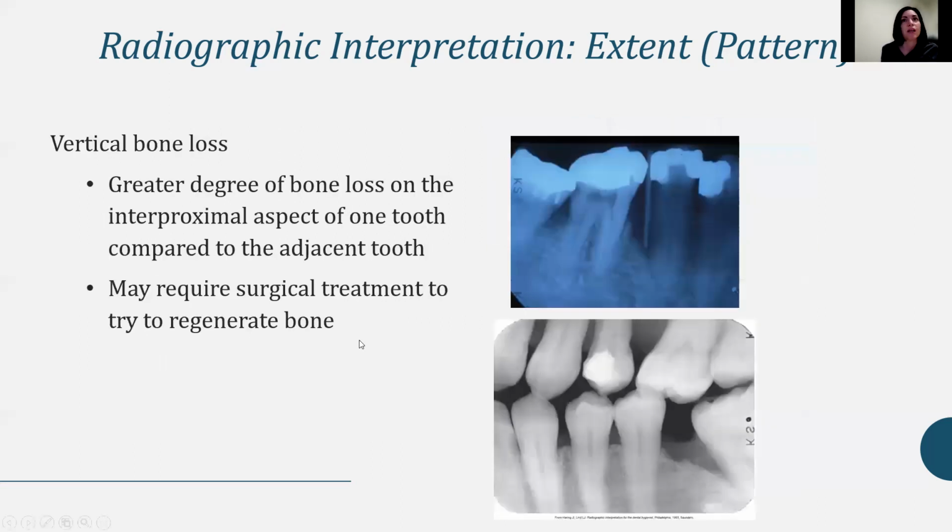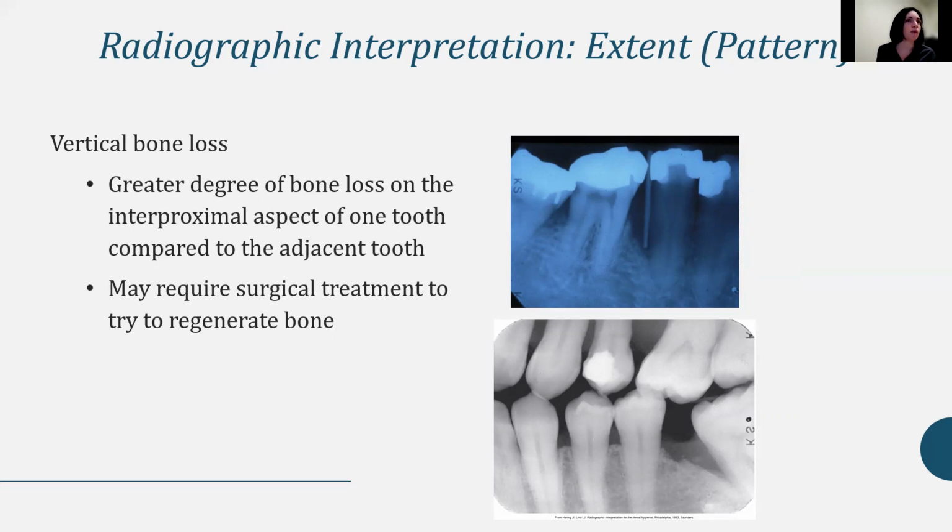Vertical bone loss is a greater degree of bone loss on the interproximal aspect of one tooth compared to the neighbor tooth. So here's a really good example. You have bone loss over here, the CEJ is up here, you have bone loss here, but then it goes vertically downward. Now, sometimes this can be exaggerated if the tooth is tilted, that can exaggerate the vertical bone loss, but in general, even if it's tilted, the bone loss is vertical. And here, this is a dark film, but you can see a deeper vertical angle between those teeth.